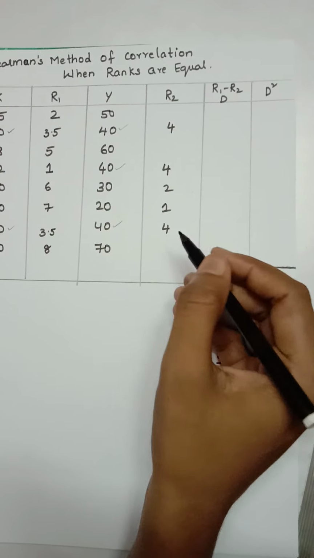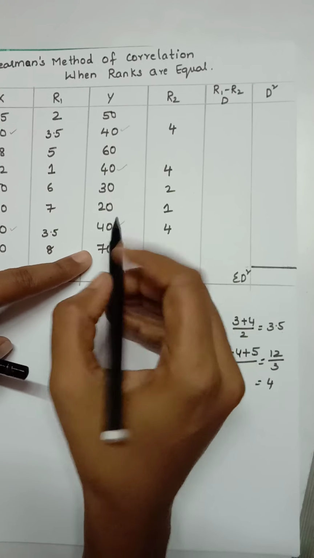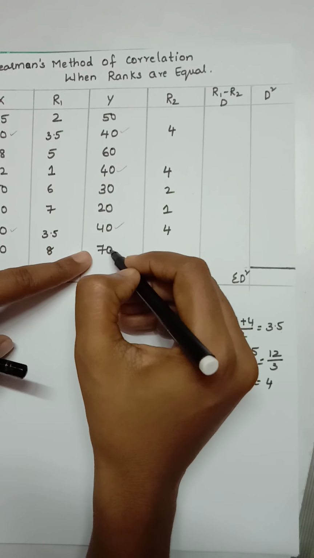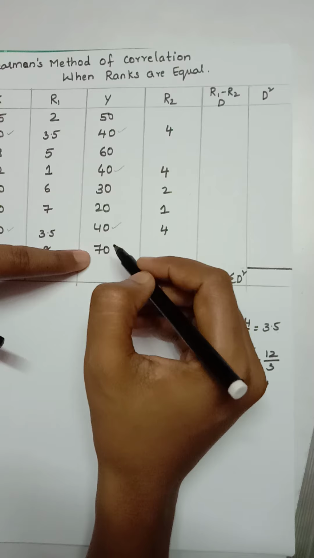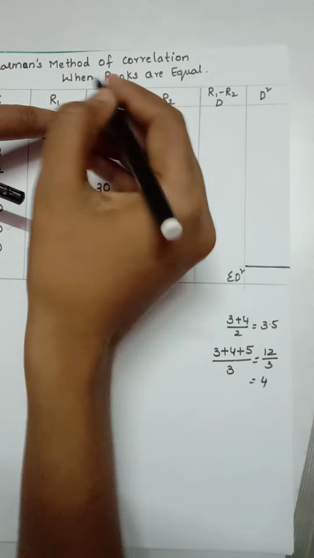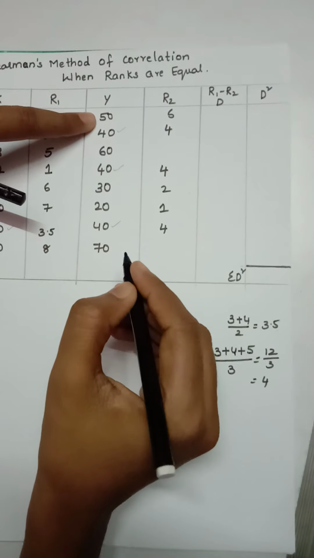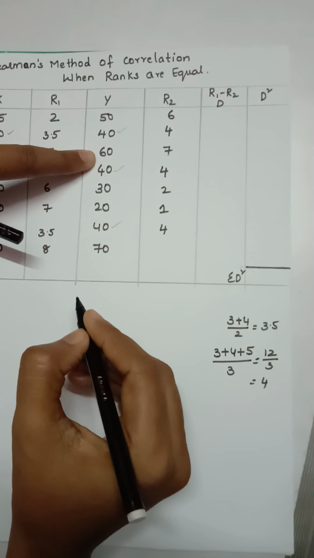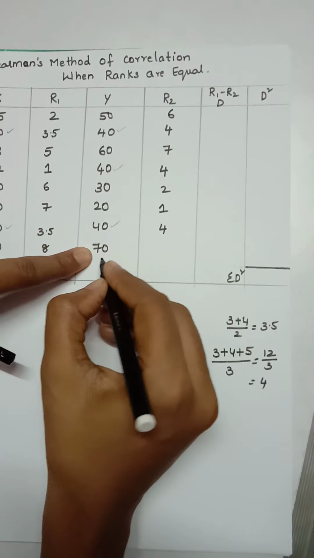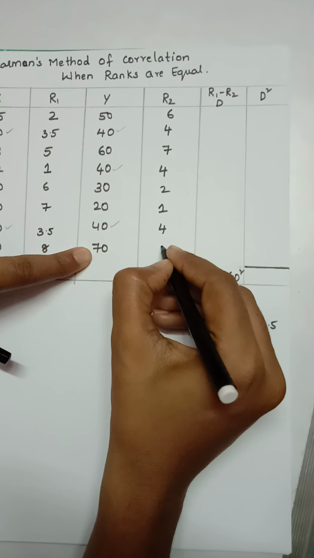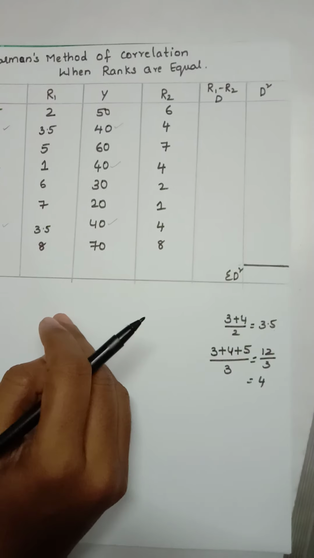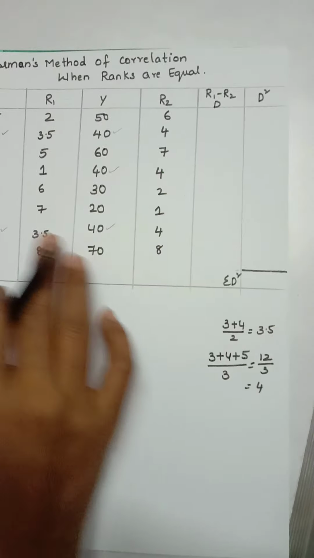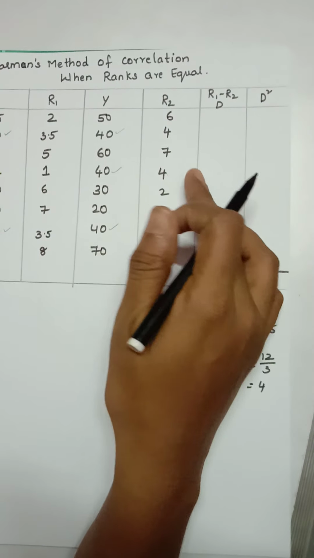So where will you start 6? What is the least number? What are the numbers left out? Here 50, 60, 70. So 50 will be the next number, 6, and 60 will be the next number, 7, and next 70 will be the 8th value. So this is the rank R1 and R2.